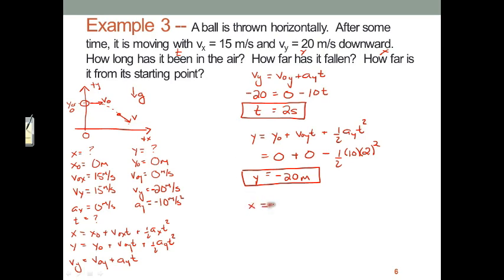Lastly, we want to find the horizontal position. I have to use the top equation for that. So x naught I chose to let be 0. V naught x was given at 15. We calculated a time of 2 seconds, and a sub x is 0. 15 times 2 is 30 meters.